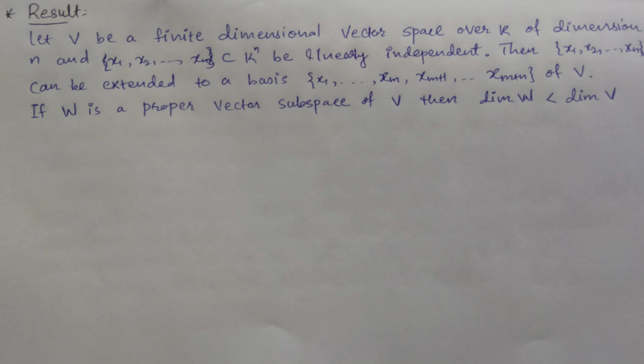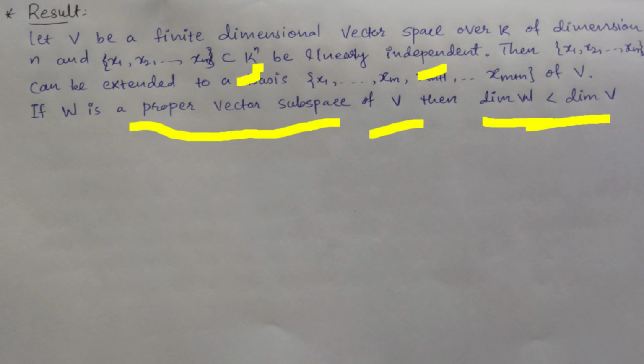Next is our result for finite dimensional vector space, that is V be a finite dimensional vector space over K of dimension n, and I'm taking vectors x1, x2 up to xm belonging to this vector space, which are linearly independent. Then these vectors can be extended to a basis such as x1 up to xm, xm plus 1 up to so on xm plus n of V. If W is a proper vector subspace of V, then you can say that dimension of W is less than dimension of V.